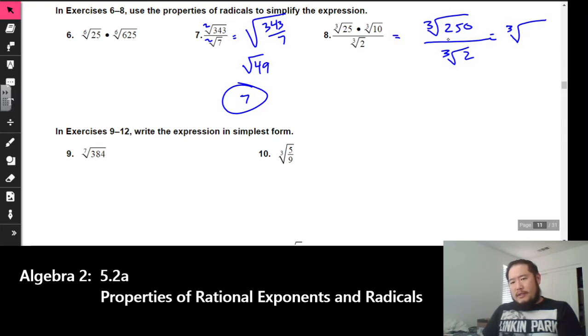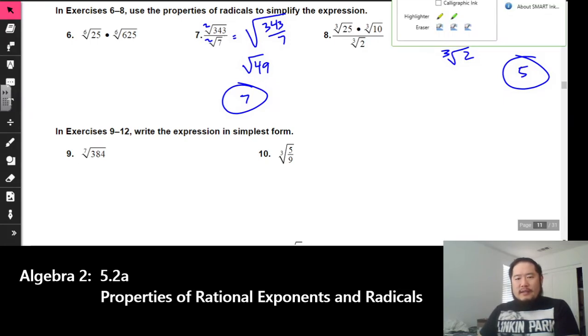So now let's see what we could do. I could divide these because they both have the same index. And so 250 divided by 2, we got ourselves 125. So I could take the cube root of 125. It becomes a nice number. And guess what? Your answer is 5. All right. Let's go on.